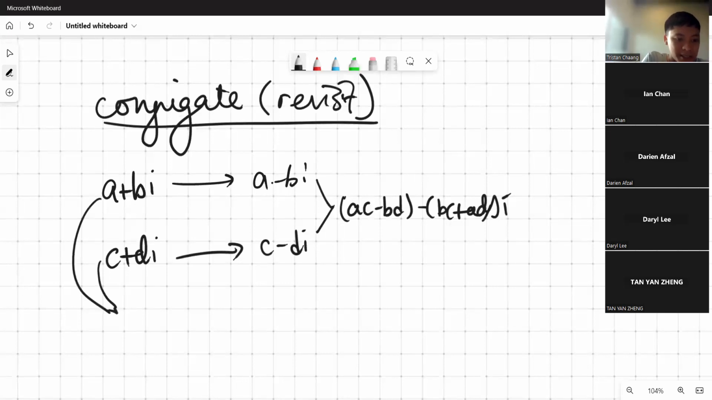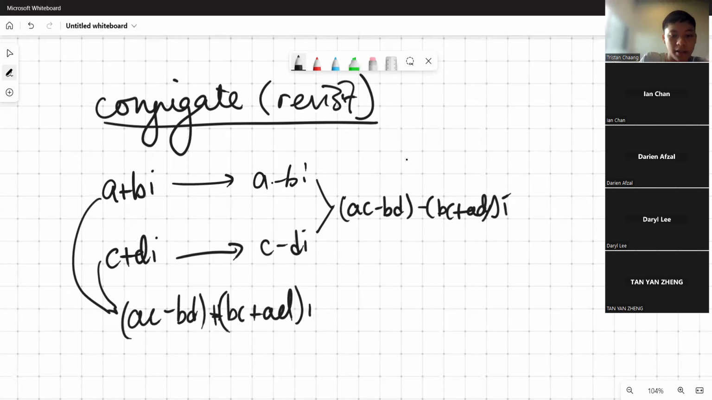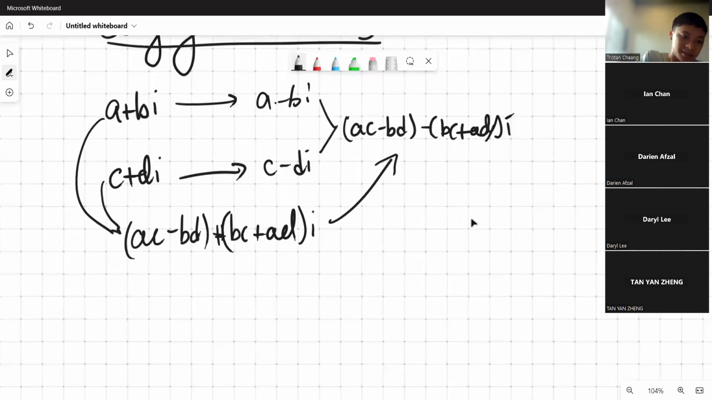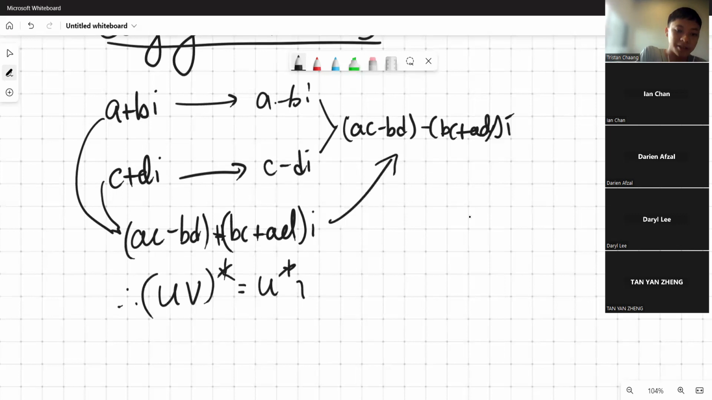Then you get AC minus BD plus (BC plus AD)i, and then you conjugate. You'll see that they give you the same thing, whether you conjugate first or multiply first. So that means the conjugate of U times V is the same thing as U conjugate times V conjugate.